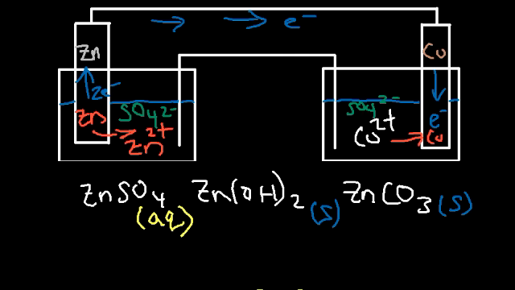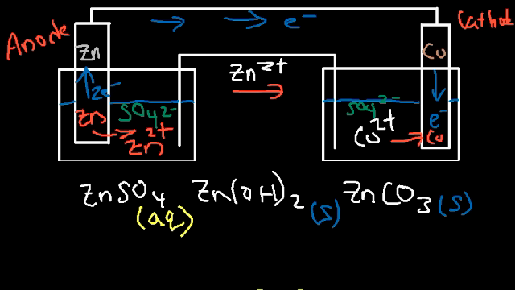Now, the purpose of the salt bridge is to maintain charge balance. As the electrons flow from the anode to the cathode, ions are going to travel through the salt bridge. Now, it turns out that the zinc 2 plus cations are going to move towards the cathode. Cations always travel towards the cathode. Cations are positively charged ions. The anions, like the sulfate ions, anions are negatively charged ions. And the anions travel towards the anode, so they move to the left.